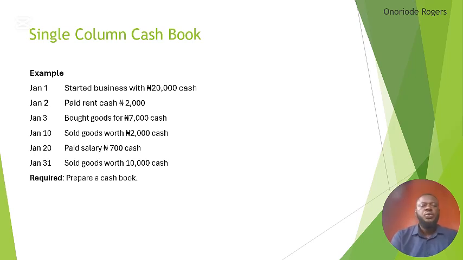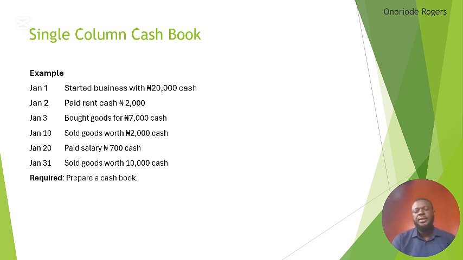Okay, having known what a cash book is, let's take an example for a single column cash book. Example: January 1st, started business with 20,000 cash. Then on the 2nd, paid rent 2,000 cash. On the 3rd, bought goods for 7,000 cash. Then January 10, sold goods worth 2,000 cash. January 20, paid salary 700 cash. January 31st, sold goods worth 10,000 cash.